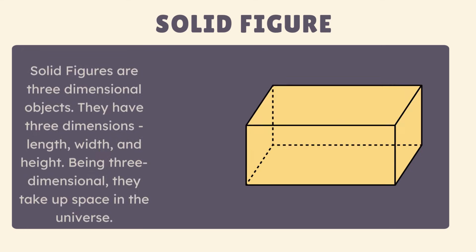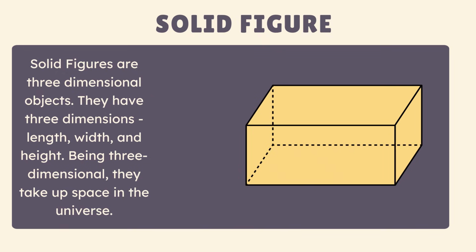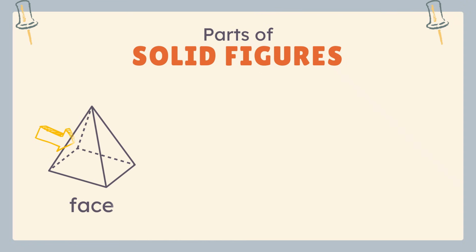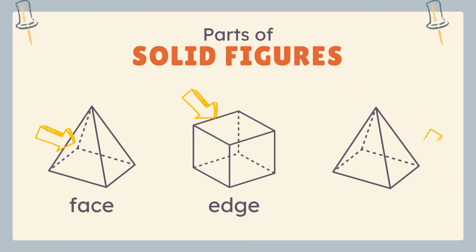First, let's discuss solid figures. What is a solid figure? Solid figures are three-dimensional objects. They have three dimensions, namely length, width, and height. Being three-dimensional, they take up space in the universe. What are the parts of a solid figure? A solid figure may have faces, edges, and vertices.